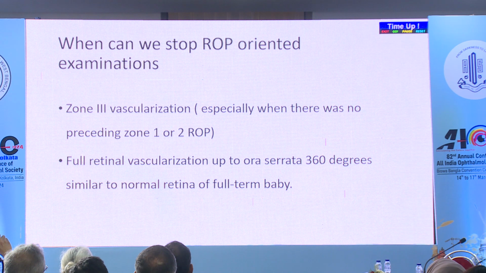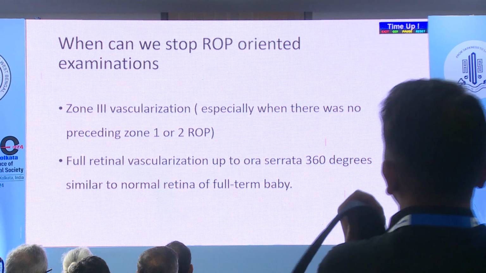Okay? So when can we stop ROP-oriented examination? Zone 3 vascularization, especially when there was no preceding zone 1 ROP or zone 2 ROP. That is, the retina is normally getting vascularized. It reaches zone 3, it's unlikely they will get ROP. But if somebody had ROP in zone 1 or 2, then even when it reaches zone 3, you should be cautious. A full retinal vascularization up to ora serrata, these degrees, is mandatory for us to declare the child as normal.